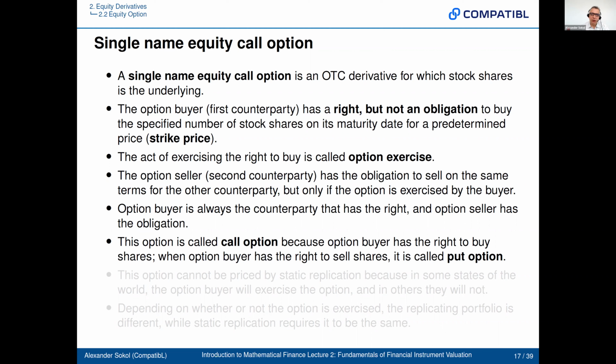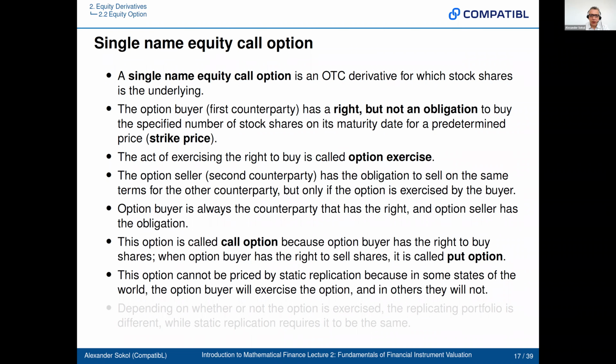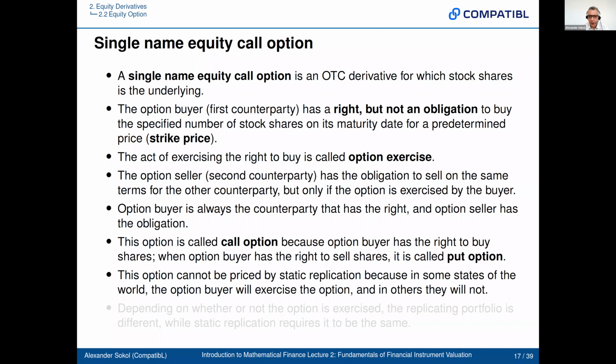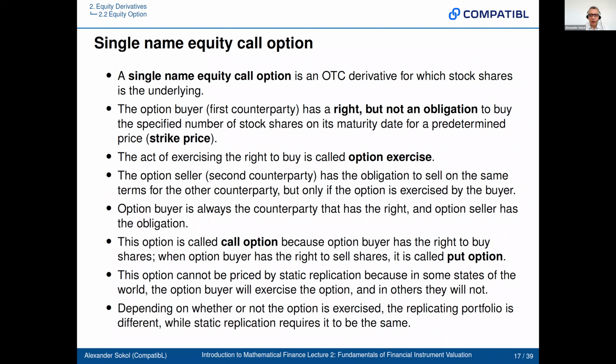So it's like call, come to me, right? When an option buyer has the right to sell shares, it's called the put option. So I take something that I have, I put it away, I don't want it anymore, right? So it's an option to sell. And the option cannot be priced by static replication, because in some states of the world, the option buyer will exercise the option, in others they will not. So depending on whether or not the option is exercised, the replicating portfolio is different, while static replication requires it to be the same.